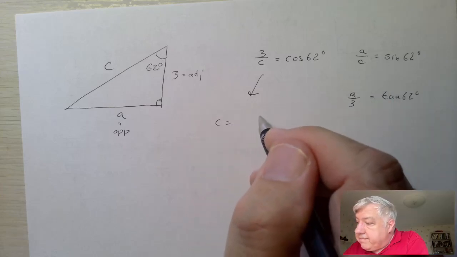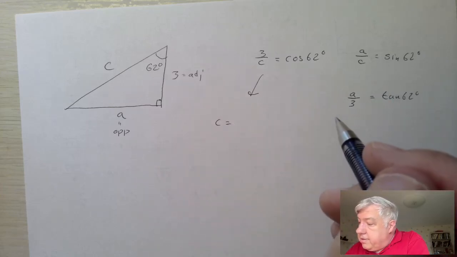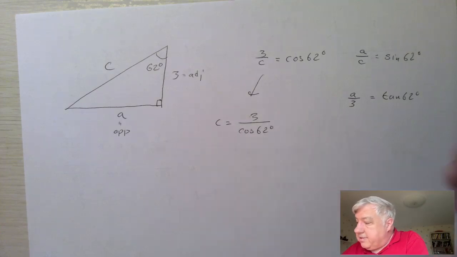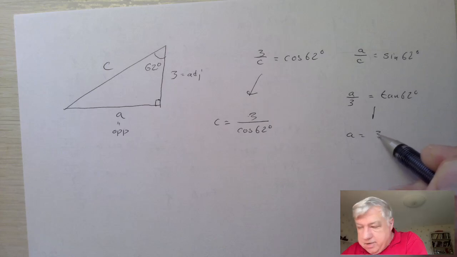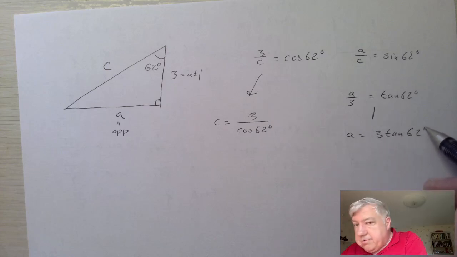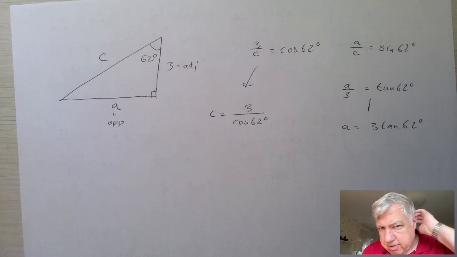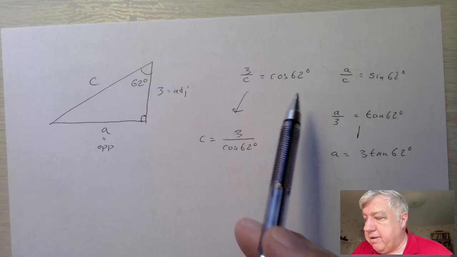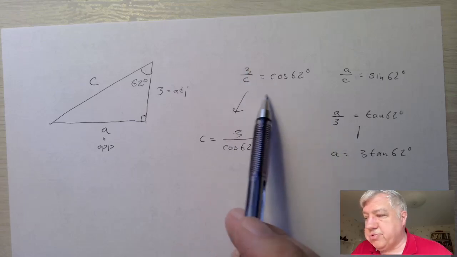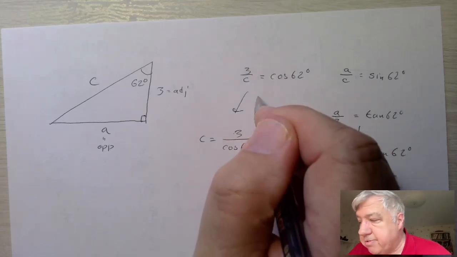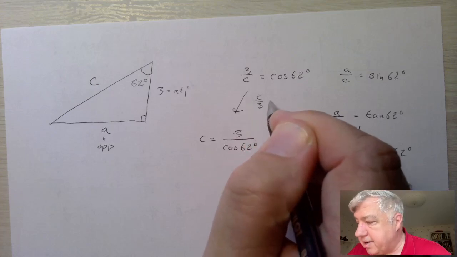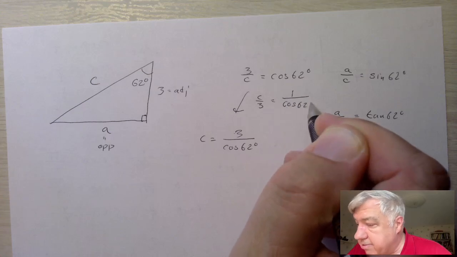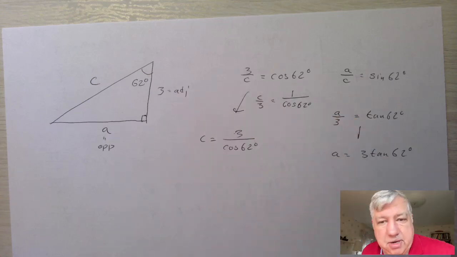Okay, so from here we could get that C would be 3 divided by the cosine of 62 degrees. And from here, A would be 3 times the tangent of 62 degrees. And if you want to, you could go ahead and find this on your calculator. Again, what we could do is take the reciprocal of both sides. Maybe I should have included this intermediate step. So this would be C over 3 equals 1 over the cosine of 62 degrees. And then multiply both sides by 3.